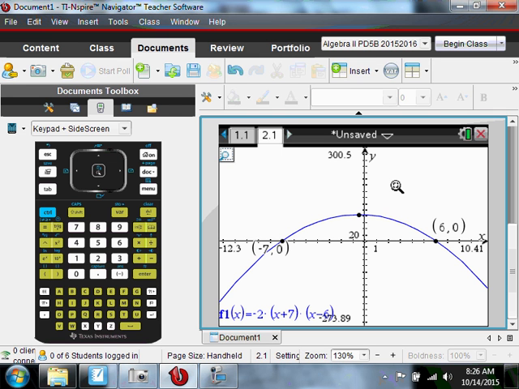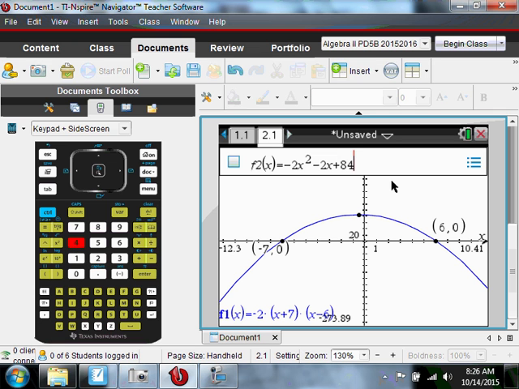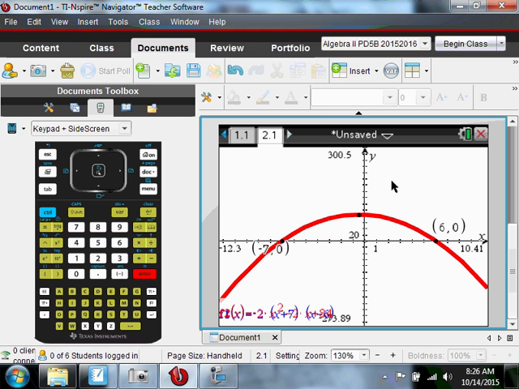Okay, so what I'm going to do is add a second function. I'm going to add negative 2x squared minus 2x plus 84. What do you think the graph of this second function is going to be? I'm hearing the same thing, right? It should be. Check it out. Boom. It's the same thing.